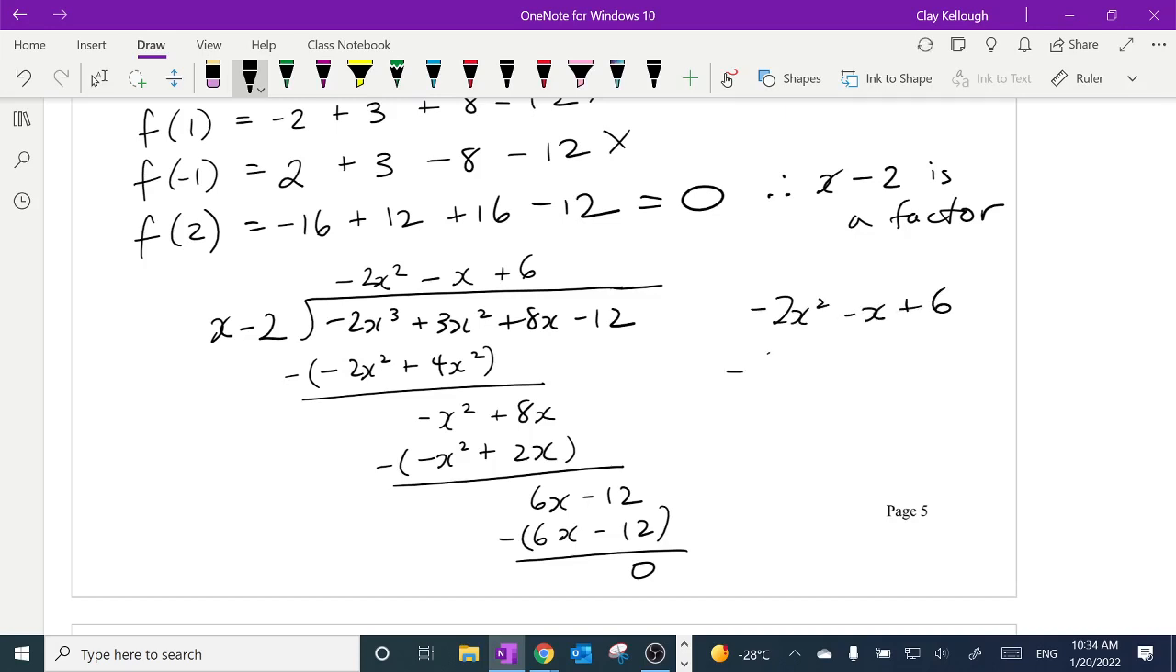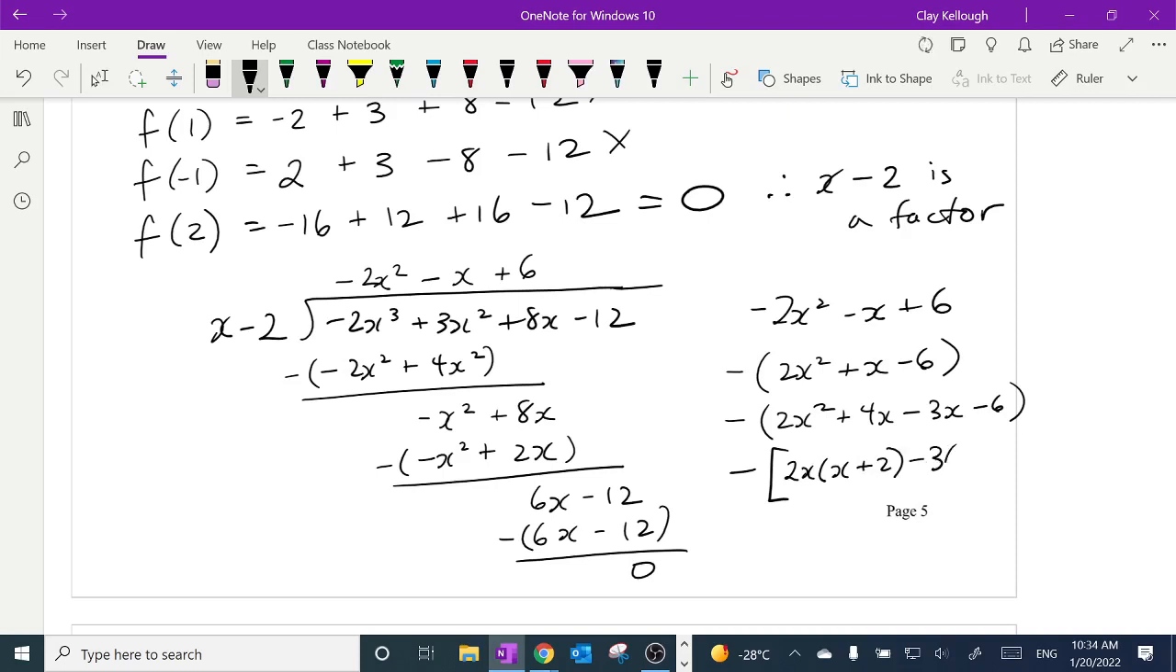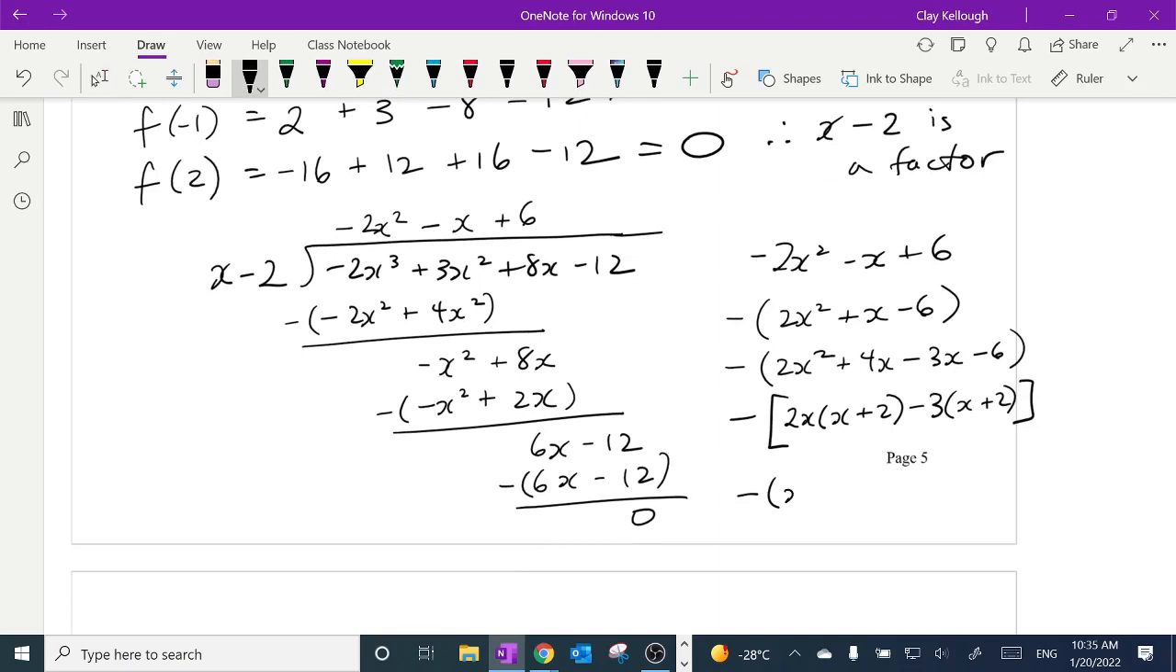I can factor out a negative. And what two numbers times to make 12? Negative 12, but add to make positive 1. I think I'll factor this by decomposition. 3 and 4. So that's going to be plus 4x minus 3x minus 6. I'm going to factor out a 2x. Factor out a 3. And there's my other two factors. Really 3 if you consider the negative 1. So that's negative x plus 2 times 2x minus 3.